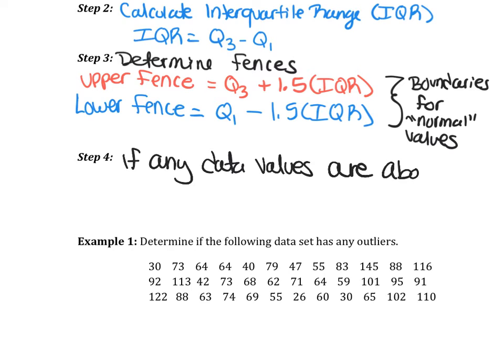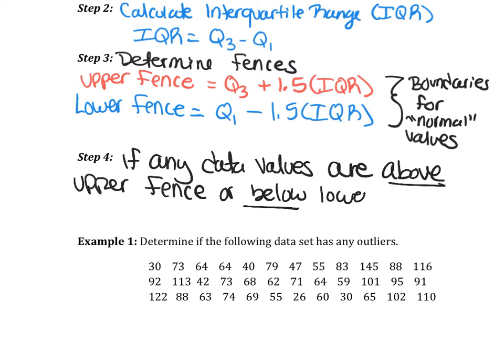If they're above the upper fence or below the lower fence, they would be outliers.